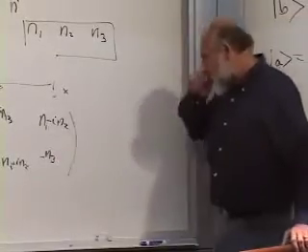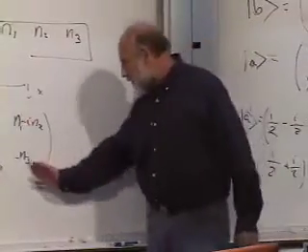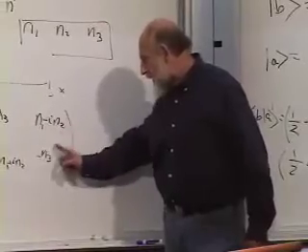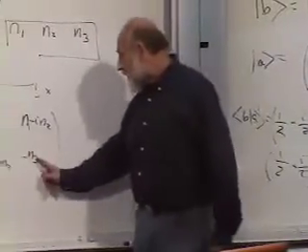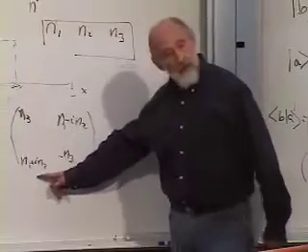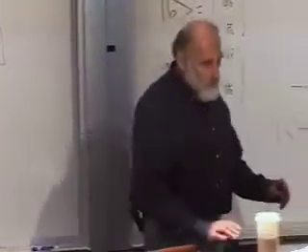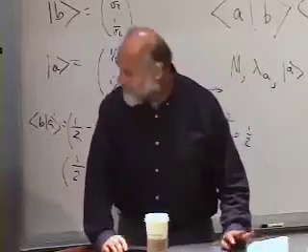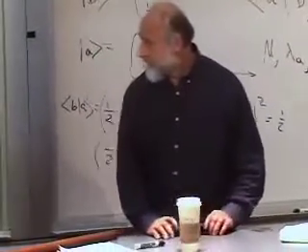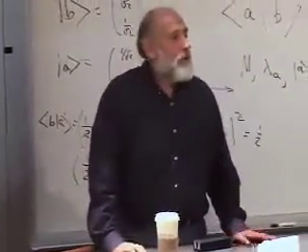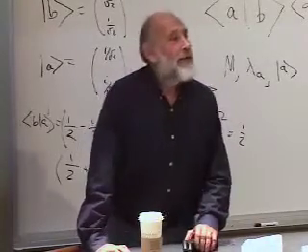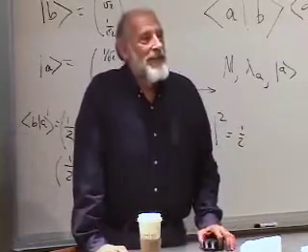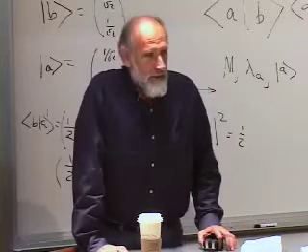n3 on the diagonal, minus n3, n1 minus i n2. Is this Hermitian? Yes, it's Hermitian. Real, real, and this one is the complex conjugate of this. So it's Hermitian. Is its square equal to 1? Well, it's a unit vector. n is any unit vector.